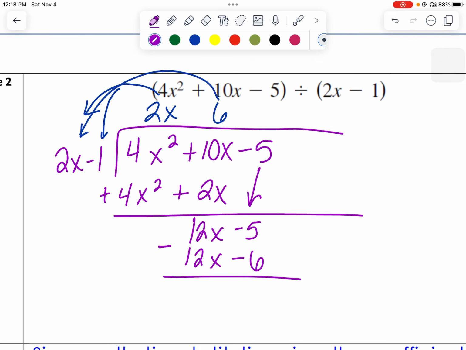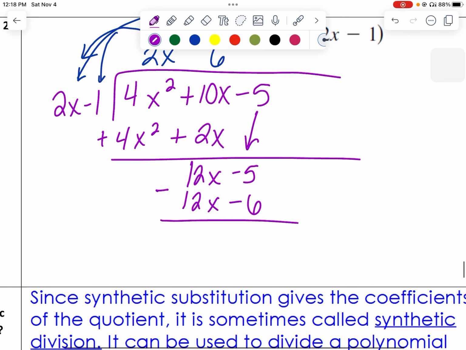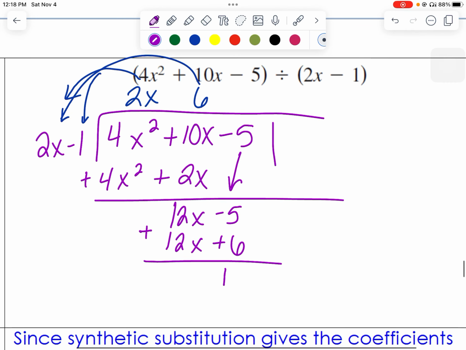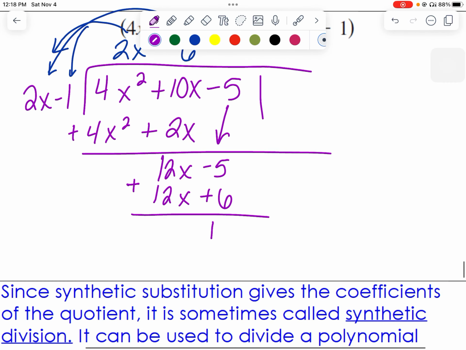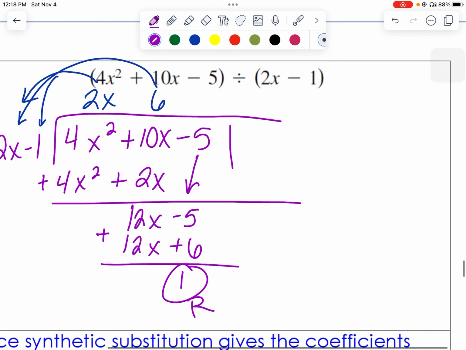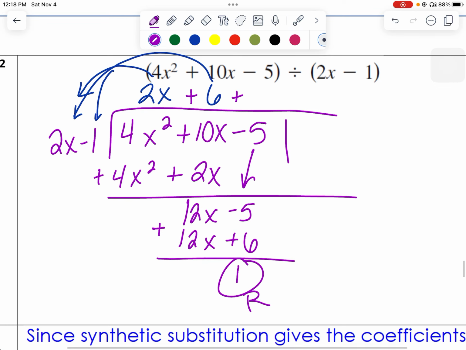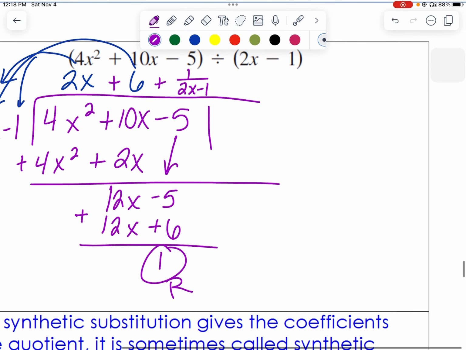And then you're going to subtract, and 12x minus 12x is 0, and then negative 5 minus negative 6 is just like negative 5 plus positive 6. And so you get 1, and there's nothing to bring down, so this is your remainder. So you have 2x plus 6, and then your remainder is positive 1 over what you started with, 2x minus 1. So the final answer would be 2x plus 6 plus 1 over 2x minus 1.